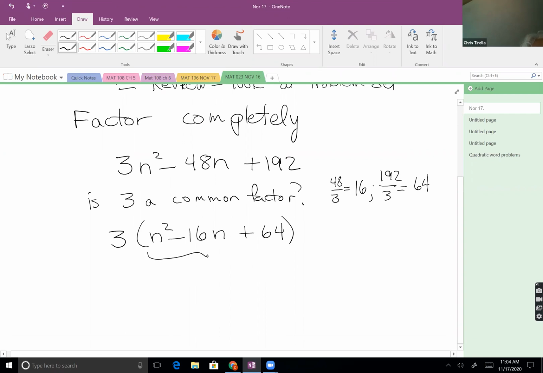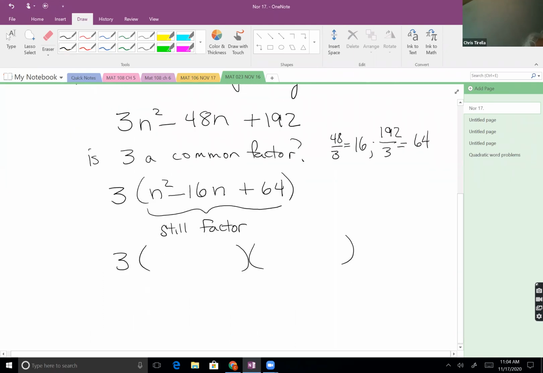Now I have to look at the trinomial that's left, and I have to ask, can I still factor? When I try to factor this one, because it has a leading coefficient of 1, it's a little bit easier to factor than some of the others. For n squared, my only choices are n times n. Because my last term is positive, I know that my signs both have to be the same, and they'll be subtraction. And so now I'm looking at the factors of 64, seeing which would give me 16.